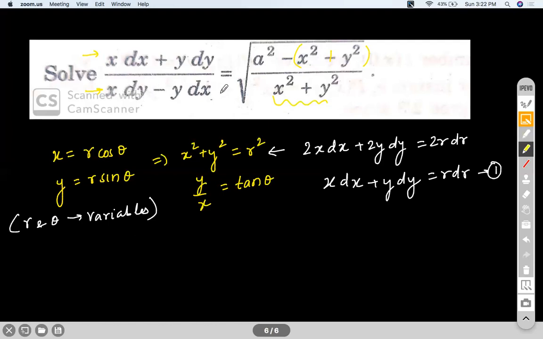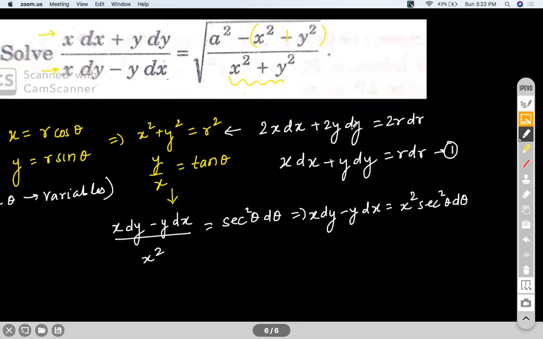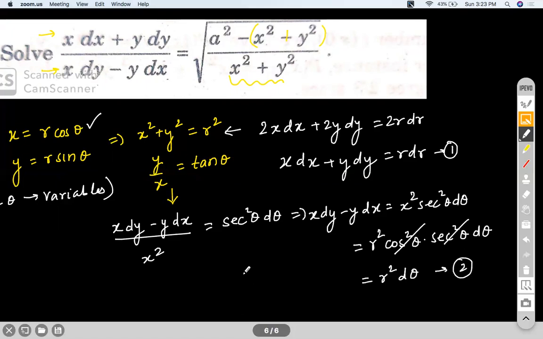Now what about x dy minus y dx? That is pretty easy. Now try to differentiate this term. Okay, so let us differentiate this term. So when you differentiate this term, you end up getting x dy minus y dx by x square is equal to secant square theta d theta. Correct. So from here I can say x dy minus y dx is equal to x square secant square theta d theta. Now we already know that x is r cos theta from here. So if I make that substitution over here, it becomes r square cos square theta sec square theta d theta. Thereby these two terms can cancel themselves out, giving you r square d theta. So this is my second important piece of information. That is, my denominator of the left hand side could be written as r square d theta.